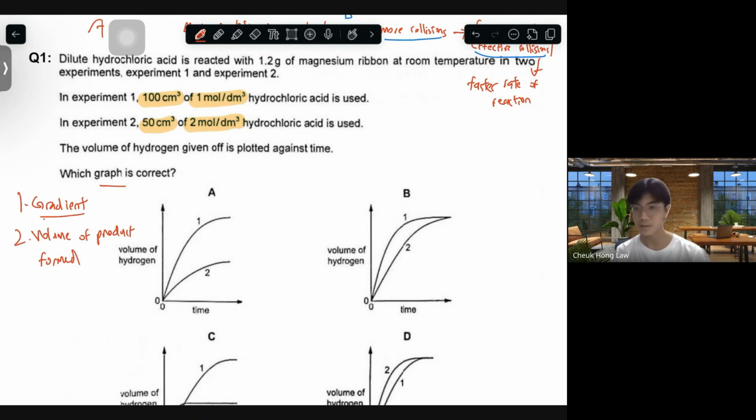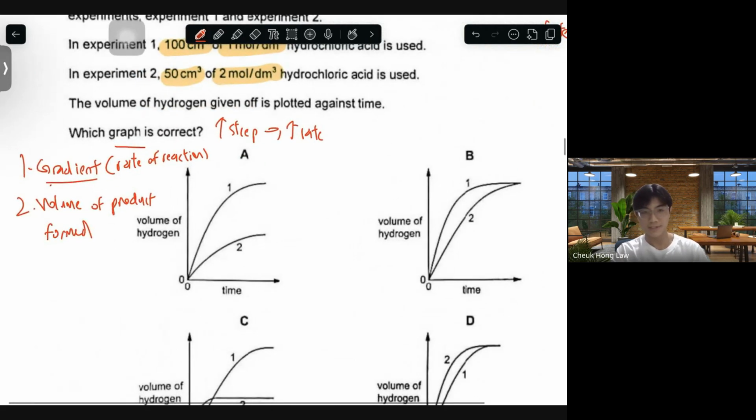When you measure the gradient, it tells you the speed. It tells you the rate of reaction. So the steeper the gradient, the higher the rate of reaction. So how do you know whether it's steep or not? Just imagine you are a person climbing a hill. Think which hill is harder to climb. Of course, number one is harder to climb, because it's more angled upwards. So if it's harder to climb, it is the steeper graph. So for A, number one is the steeper graph.